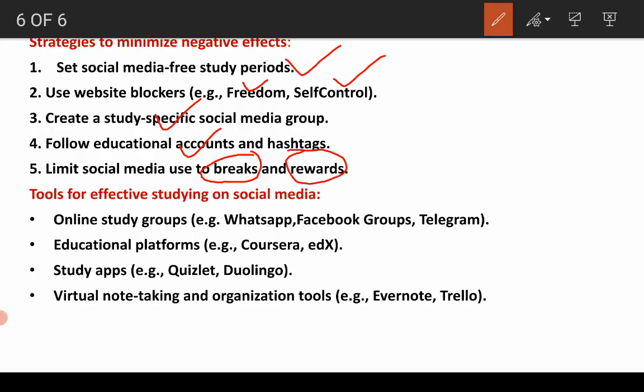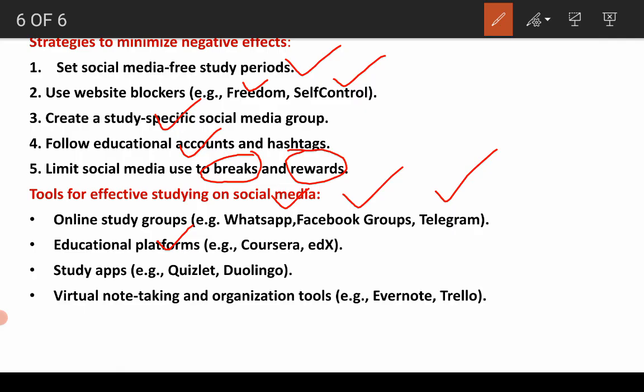So some of the tools for effective studying on social media. Let's suppose you want to use social media for studying purposes only. Okay? So you can be on an online study group, for example, WhatsApp group, Facebook group, or Telegram. Or if you want to effectively benefit from your phone online, you can join educational platforms such as Coursera and edX. These are places where you can benefit. You can learn something by the end of the day.